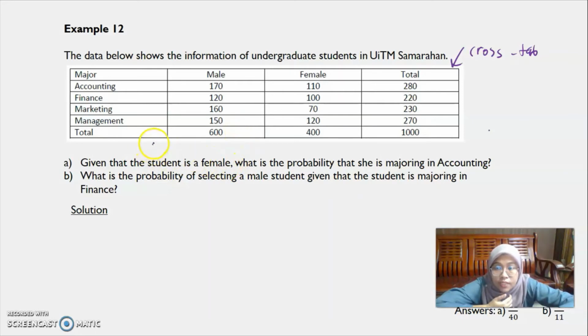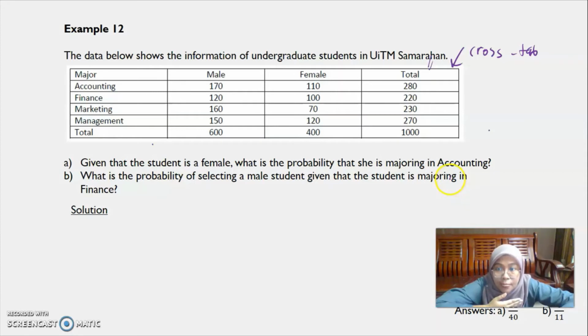Okay, we have the total for male and female students, and we also have the total for each major. Question A: given that the student is a female, what is the probability that she is majoring in accounting? So this is actually a conditional probability.